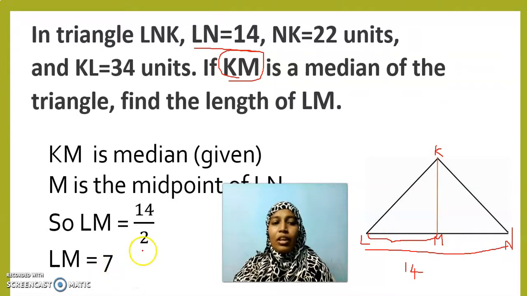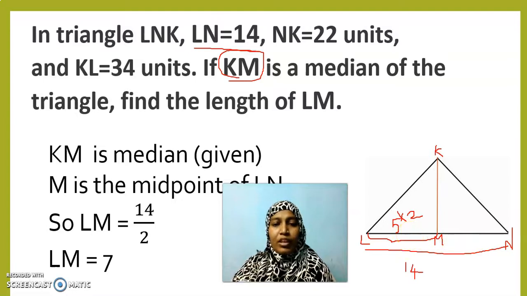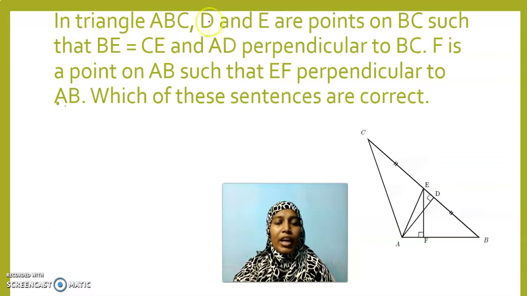Is it clear? They can ask the same question the other way around also. They will give the value of LM to be 5 and ask you to find what is LN. At that time, you will multiply by 2. Then you will say the whole LN is equal to 10. If they give you the whole and ask you the half, you have to divide by 2. And in the reverse order, you have to multiply by 2. Is it clear, children?